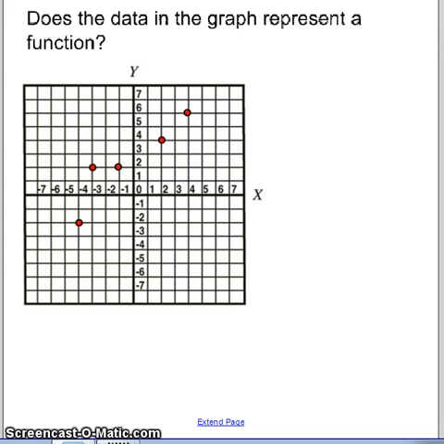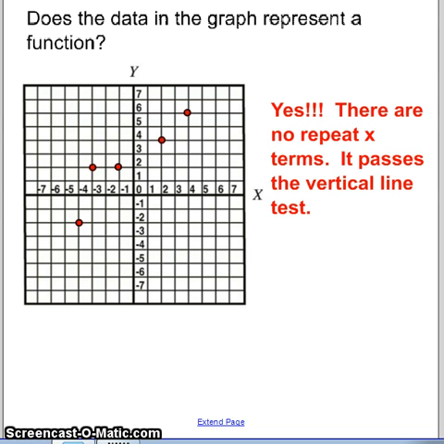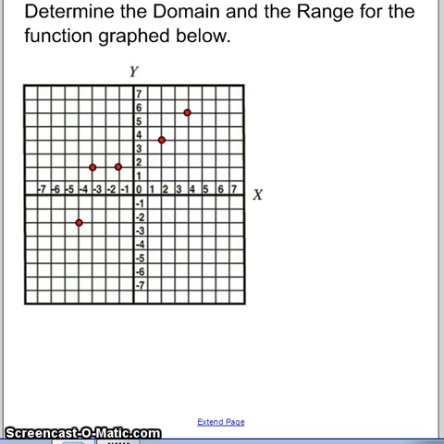Here's another set of data points, and since we don't have any points on top of each other, this one does represent a function. And we can find the domain and the range if we wanted to. The domain are going to be the x values for these points, so I could just count from left to right. I've got a point at -4, I've got a point at -3, I've got a point at -1, I've got a point at 2, I've got a point at 4. So that's going to give me my domain: -4, -3, -1, 2, 4.